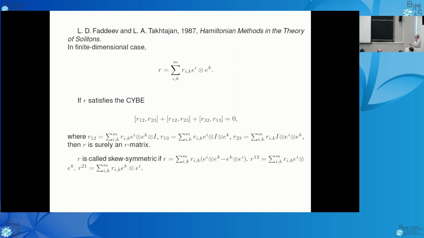Later on, Faddeev and Takhtajan applied the r-matrix algebra to this case. This is a tensor product. Suppose you have e_i and e_k as the basis. Now suppose this definition R is called our r-matrix. R must satisfy this Yang-Baxter equation. The classical Yang-Baxter equation is a sufficient condition to guarantee R is an r-matrix. Here R12, R13, R23 with permutations, those brackets must be 0. This is the classical Yang-Baxter equation.